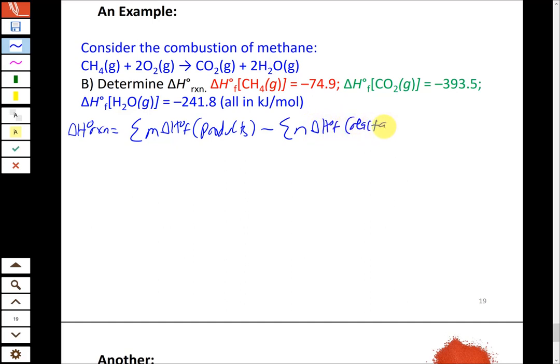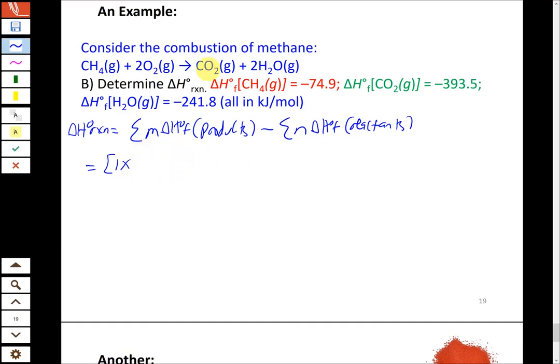Okay, that equation that we just gave you. So what we have on the reactant side is 1 mole of CH4 with a delta H of formation of minus 74.9. Sorry, we should do products first. Getting ahead of myself. All right, so we're going to do products minus reactants.